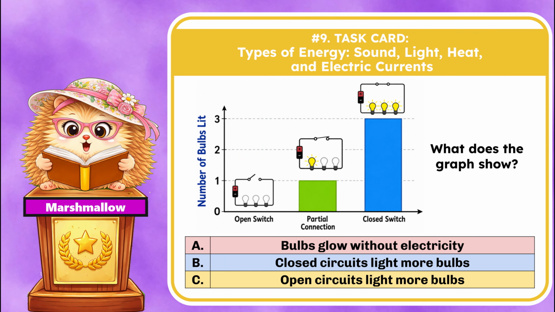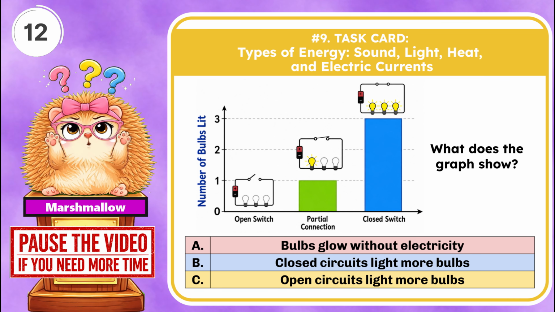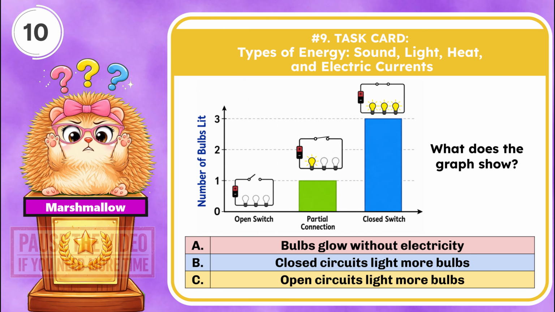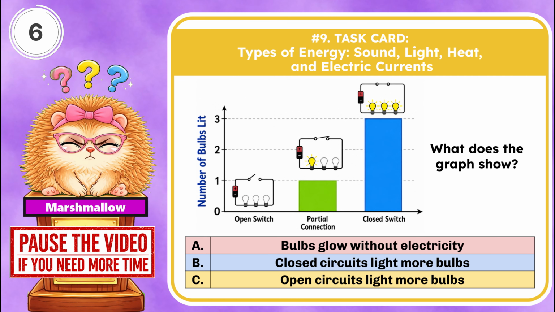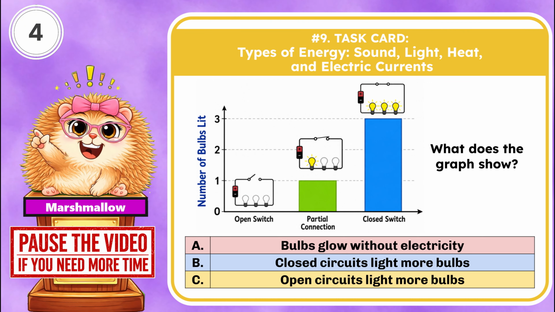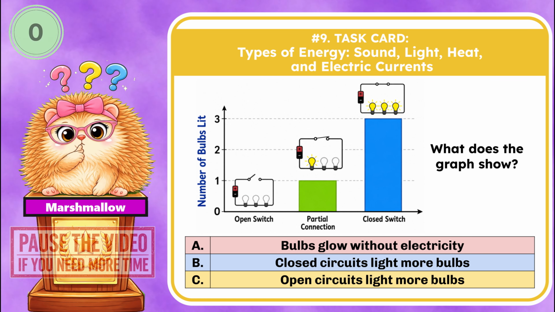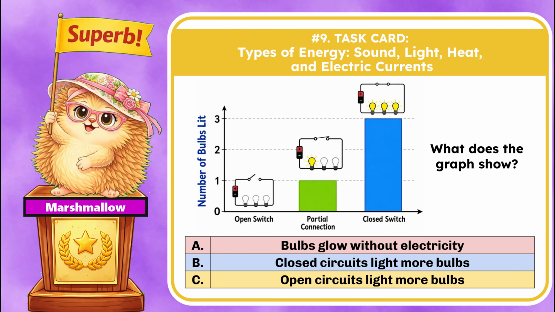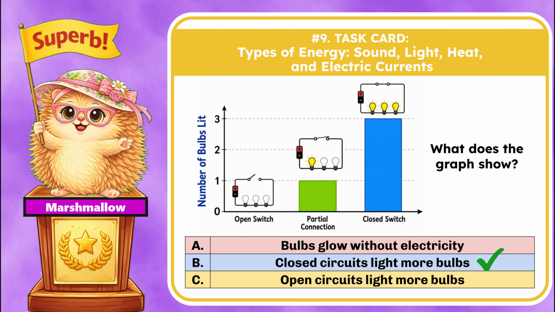What does the graph show? And the correct answer is letter B. Closed circuits light more bulbs.